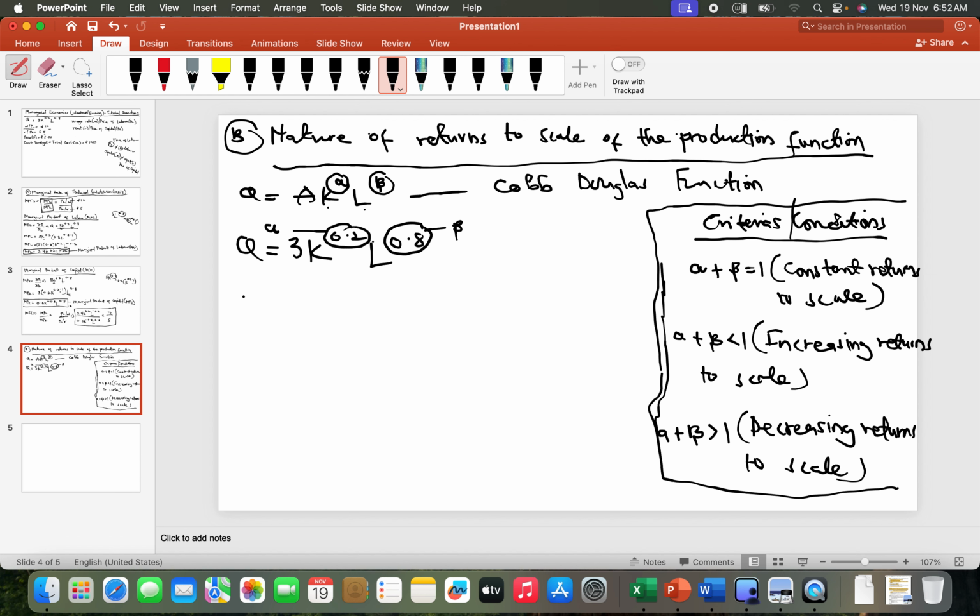So I have alpha plus beta, which is, alpha was 0.2, beta was 0.8. So 0.2 plus 0.8 will give us 1. Based on the answer we are getting from this side, we would pick one criteria or one condition from here. The first one, equal to 1, is constant returns to scale. And per what we did, we are getting 1. So it means this is constant returns to scale, the nature.